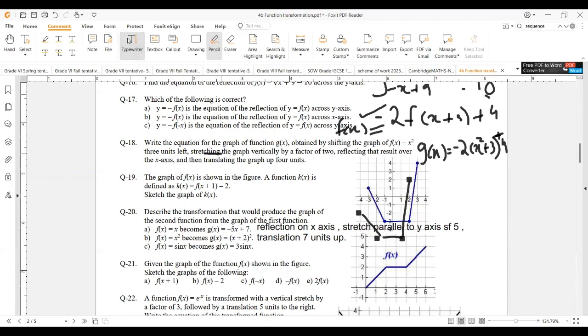Next would be translation to the left by 2 units. Translation by minus 2, 0. Yep. Okay. And C? It's going to be a stretch parallel to the y-axis by scale factor 3. Yes.